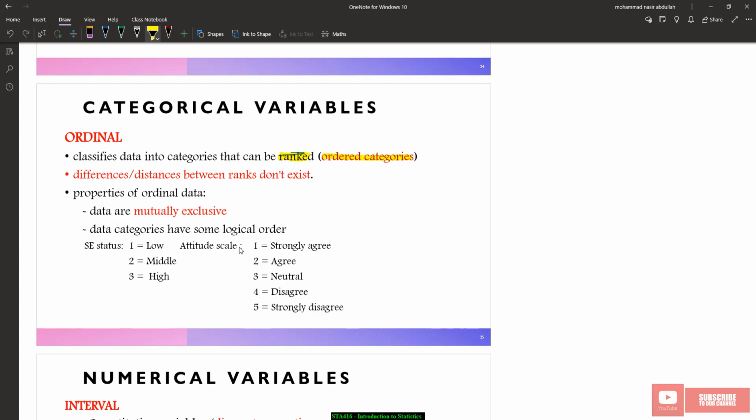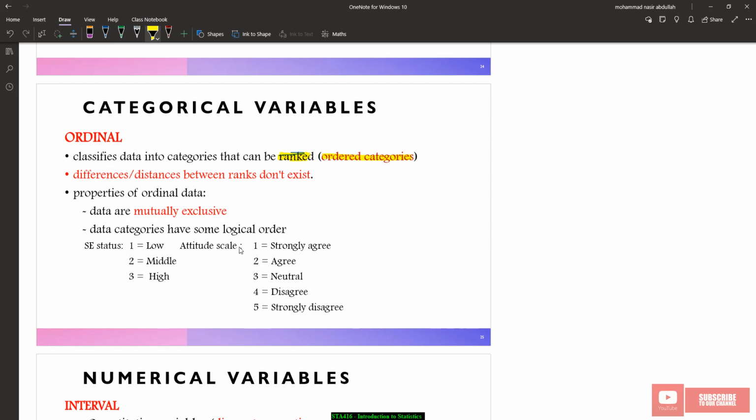So it must follow an order, like low, middle, high income. Right. Or we have strongly agree, neutral, disagree, strongly disagree. So that one must be in order, can be ranked. But you need to remember this is a categorical variable. It's mutually exclusive. It cannot have any intersection, right?